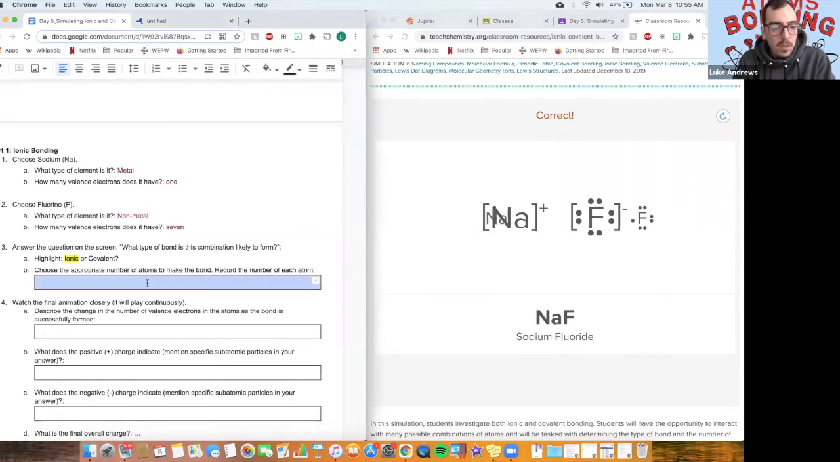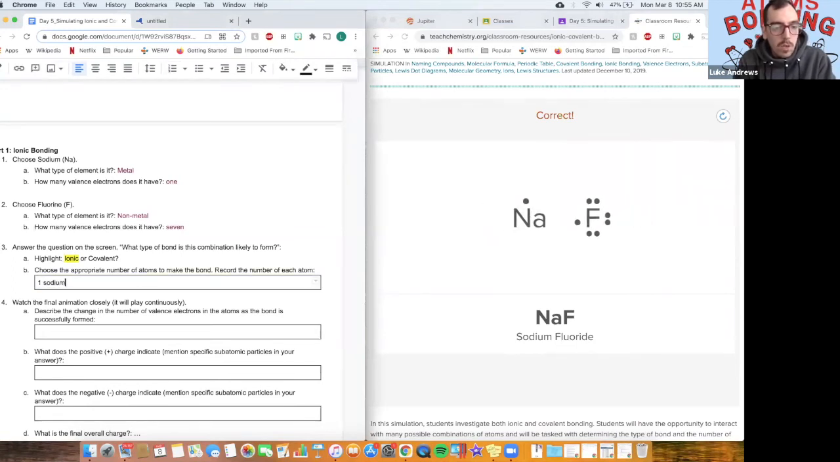We need 1 sodium and 1 fluorine atom. The equal and opposite charges will balance each other out.